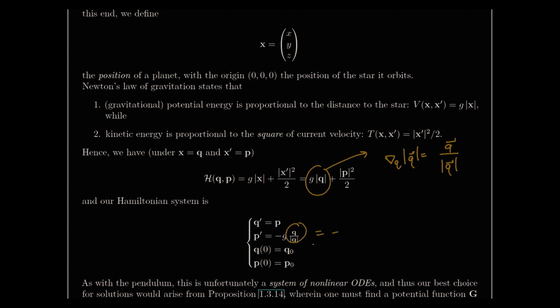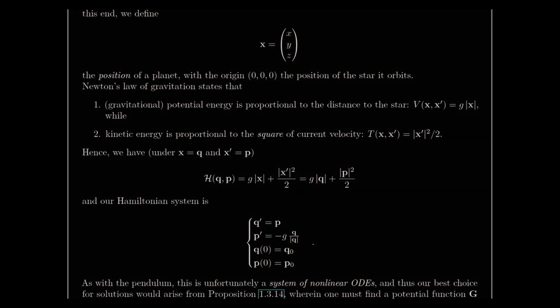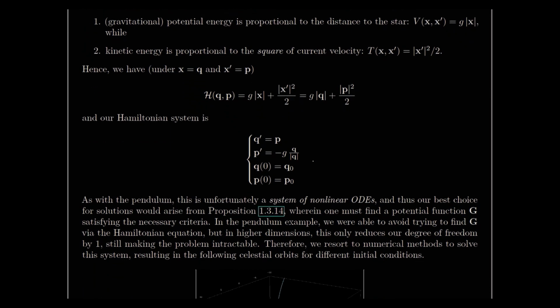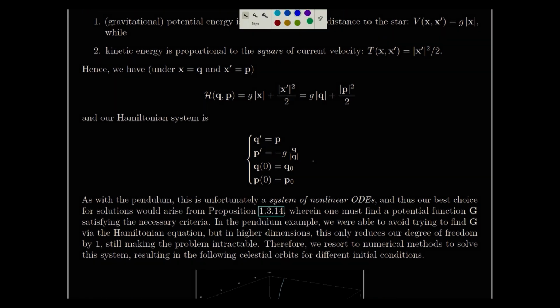So negative gradient in the variable q of h is exactly what we see there. So if I set up this system, this is actually a really, really tricky system to solve. There's not really a good way of solving this system at all. We could attempt to use proposition 1.3.14, but I find it very unlikely that it would work very easily for us, so we just have to solve this numerically. So jump back to Euler's method, Runge-Kutta methods, whatever you learned in ODEs, and solve this one numerically.